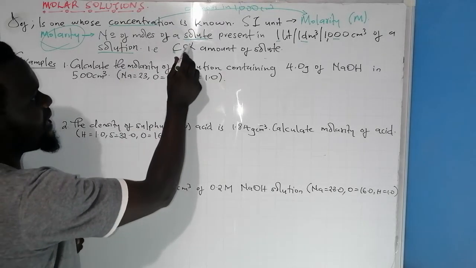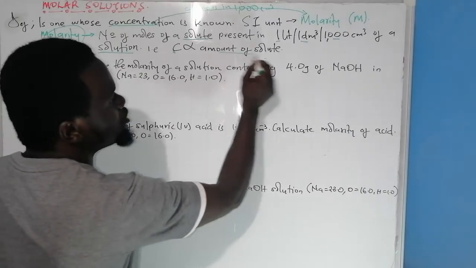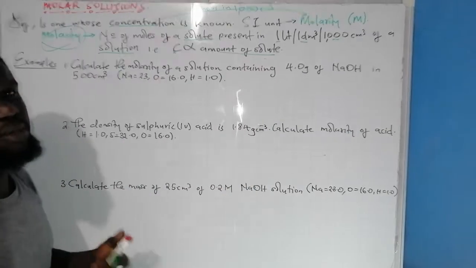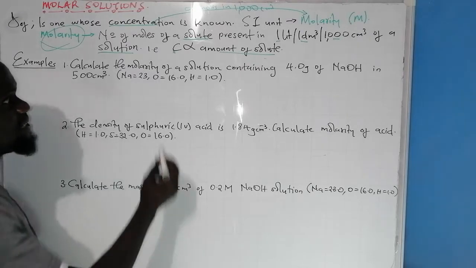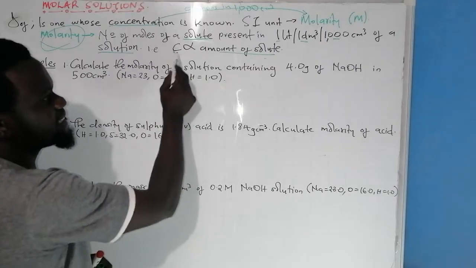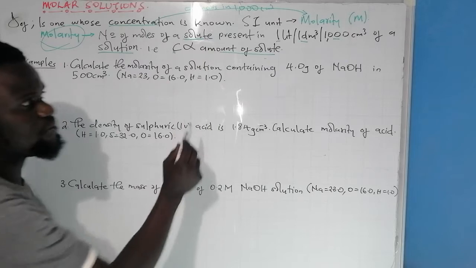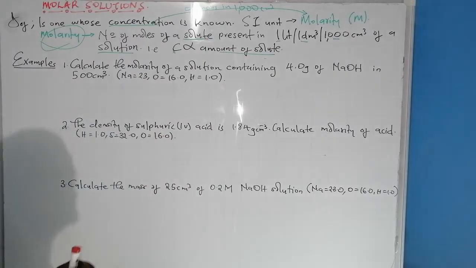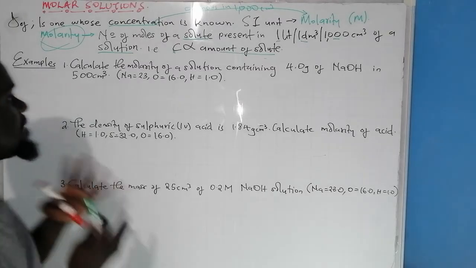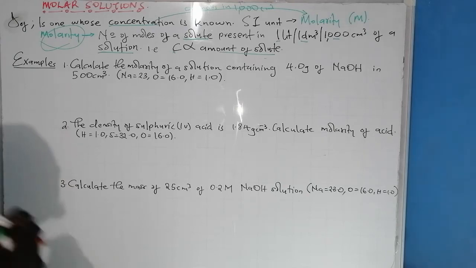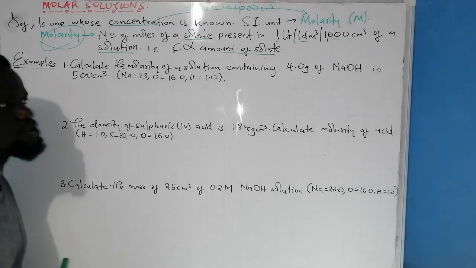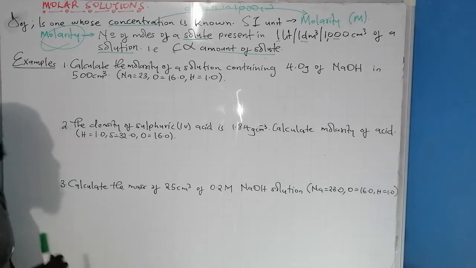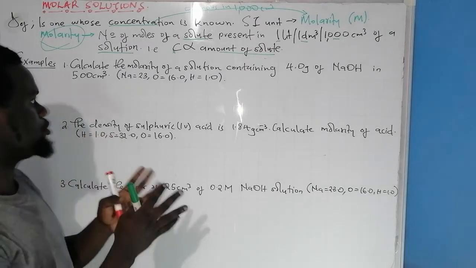Now, concentration is directly proportional to the amount of solute, or rather the number of moles of a solute. It means that as the concentration increases, the number of moles of a solute, or the amount of a solute, also increases. So I want us to do some very simple examples, and let's start with the first one. Calculate the molarity of a solution containing 4.0 gram of sodium hydroxide in 500 cubic centimeter of solution.